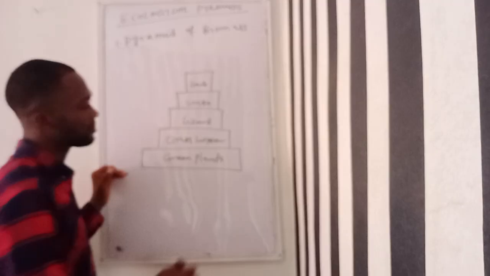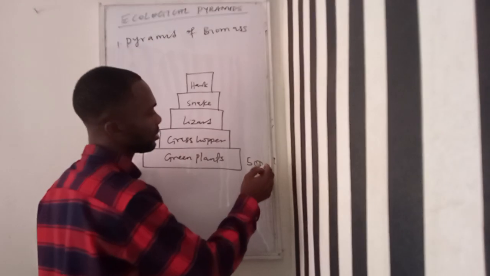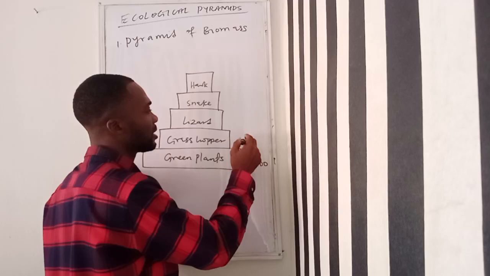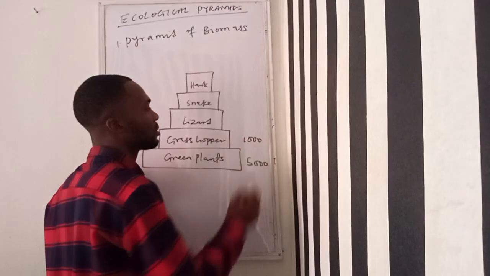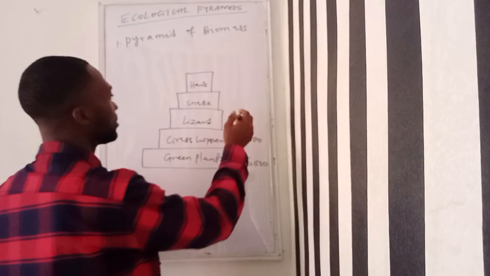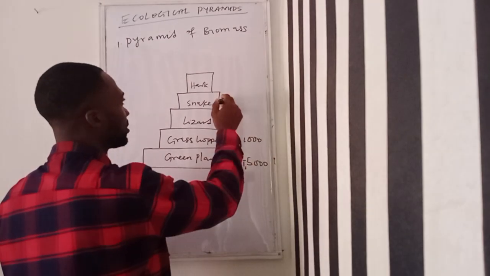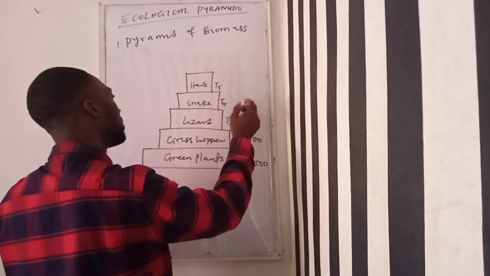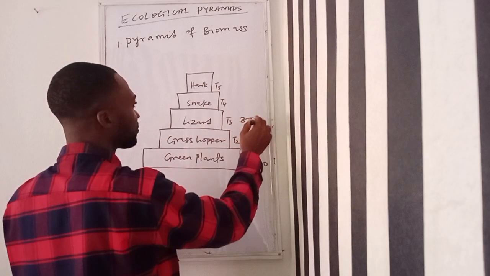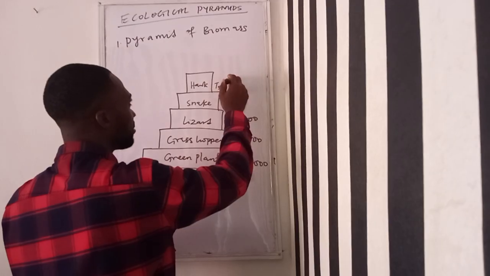So let's assume we have 5,000 green plants. When they get here, you may have like, let's say, 1,000. Remember, this is an estimate. We're just using this to explain something. Then when you get to this third trophic level, this is third, this is second, this is one, this is fourth, this is fifth. Then you can have maybe 300, then maybe 70, and maybe 5.